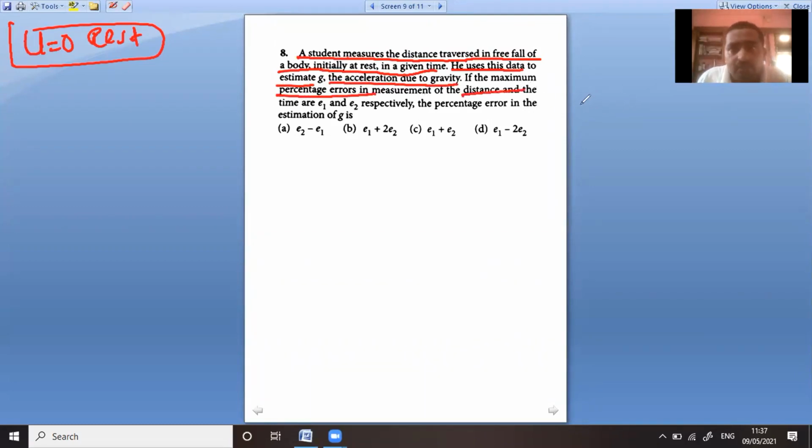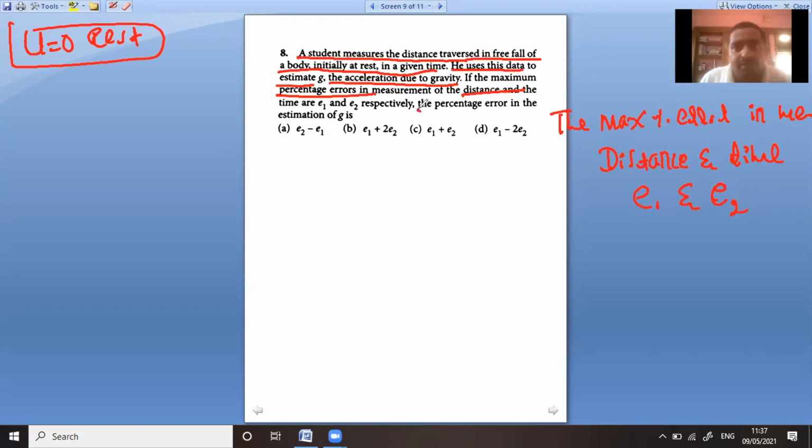is E1 and E2, respectively, then what is the maximum percentage of error in g?